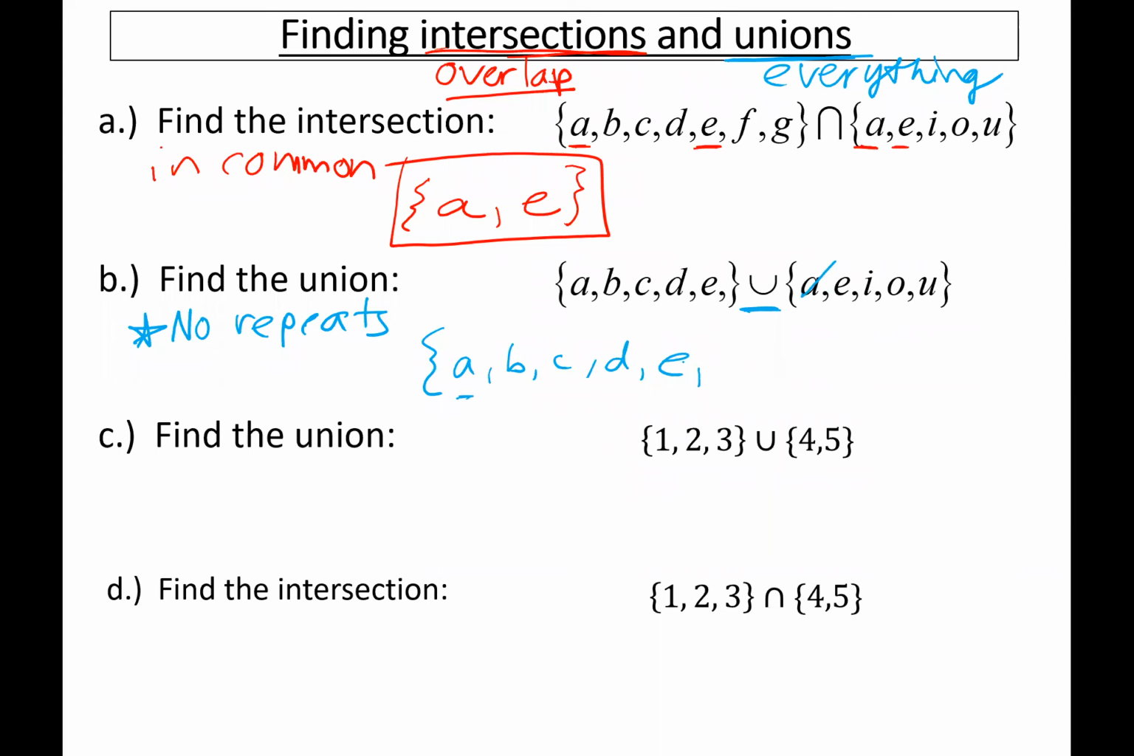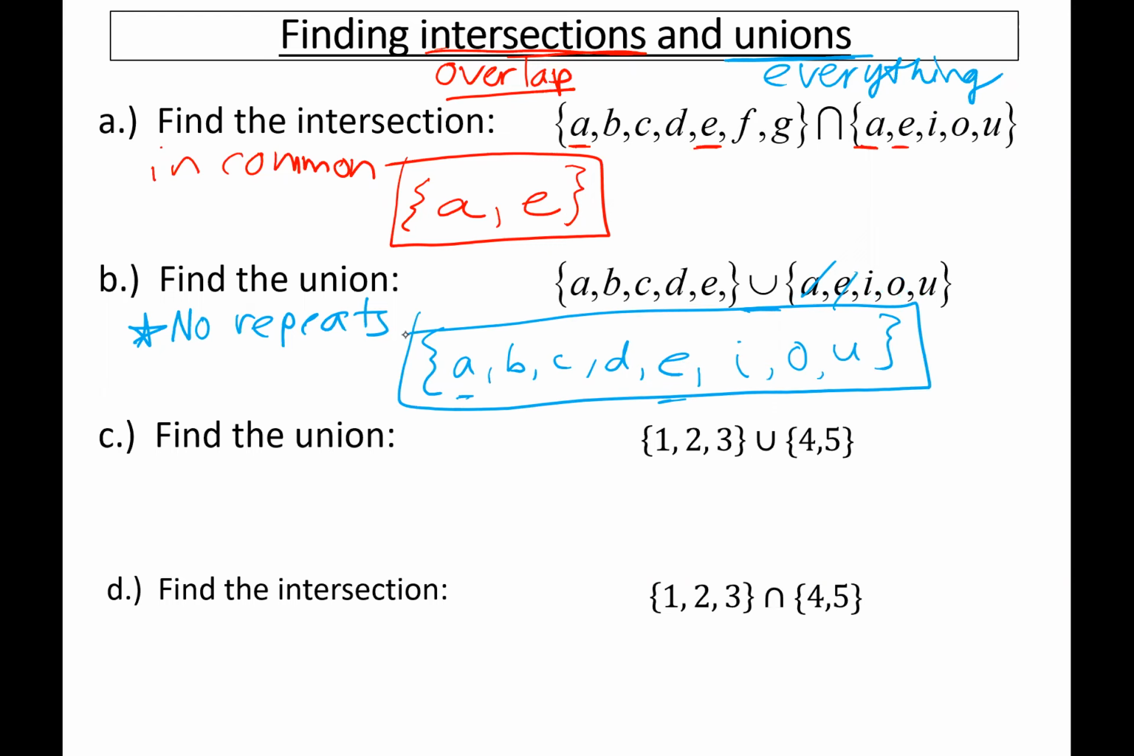Same thing with the letter E. I already have it listed, no repeats, don't list it again. But then if I keep going, I, O, and U are not yet listed, so I will put those down. So here's the union between those two sets. A, B, C, D, E, I, O, U. That includes everything. We covered everything, but we didn't repeat anything, and that was finding the union between those two sets. All right, next question, two different sets.